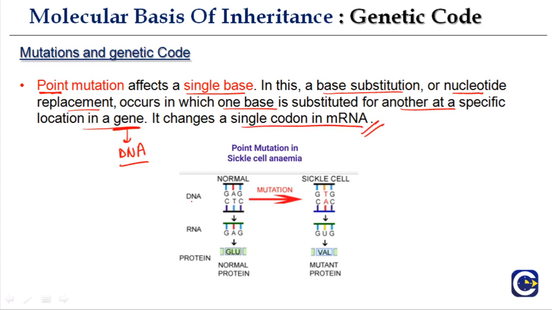We'll see now, for example, this is the normal DNA. This is an example of point mutation in sickle cell anemia. This is a disease that leads to anemia because there is a change in shape. The RBCs become sickle shaped, as a result of which there are problems and it results in anemia. So what is the cause? The cause of this is a point mutation.